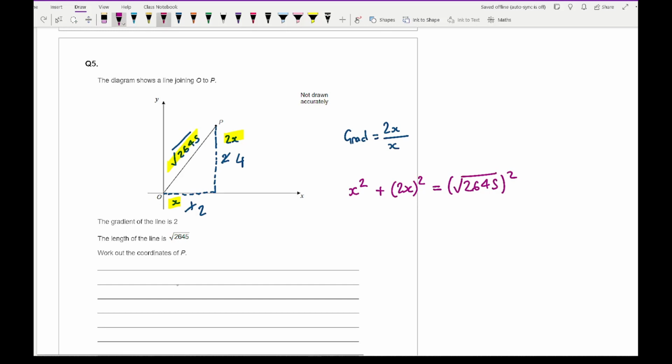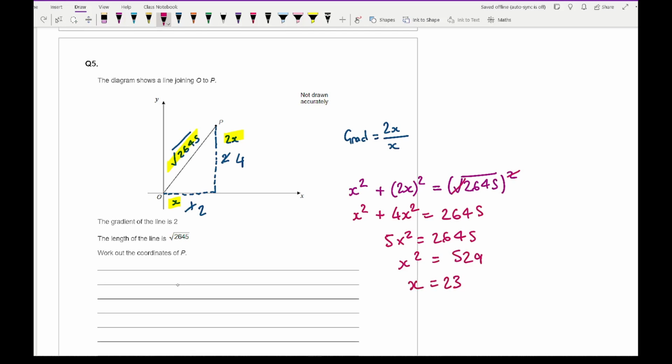Then simplifying that, we get x squared plus 4x squared, and the square root and the square cancel out, so that's just 2645. So then we end up with 5x squared equals 2645. Then x squared is going to equal 529, and the square root of that gives me x equals 23.